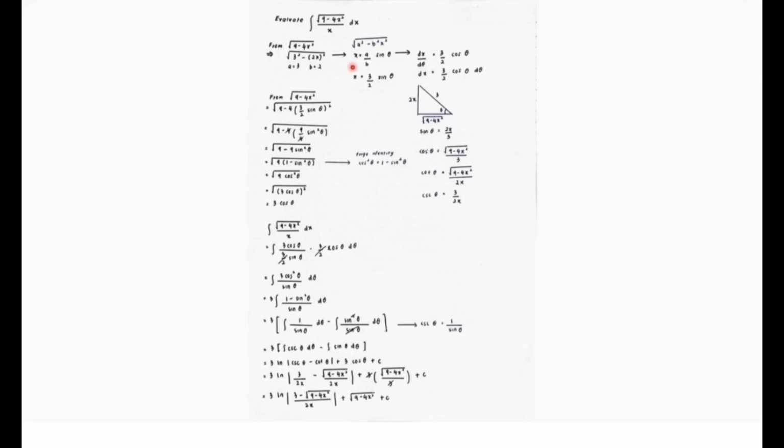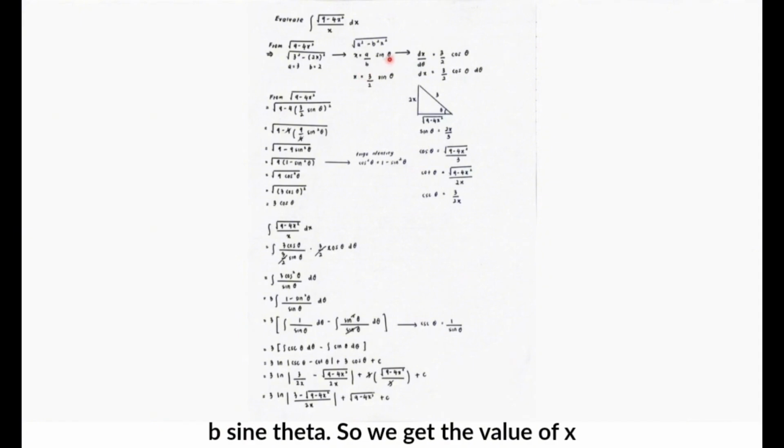From this, we can find the value of x. From the equation, x equals a over b sine theta. So we get the value of x is x equals 3 over 2 sine theta. From the value of x, we can find the differentiation dx over d theta equals 3 over 2 cos theta, and dx is 3 over 2 cos theta d theta.